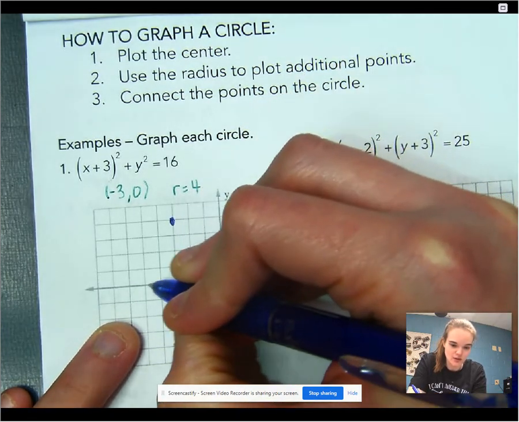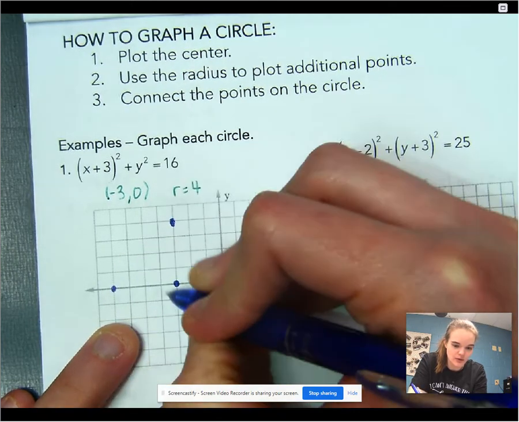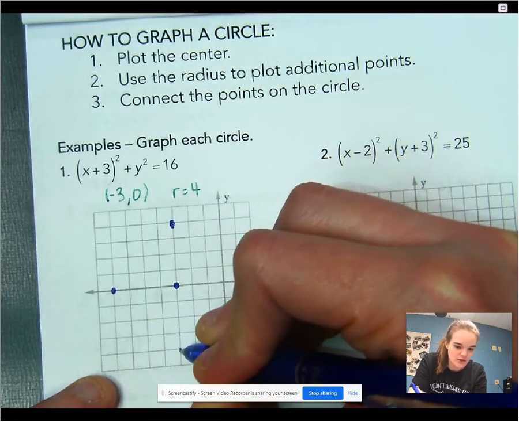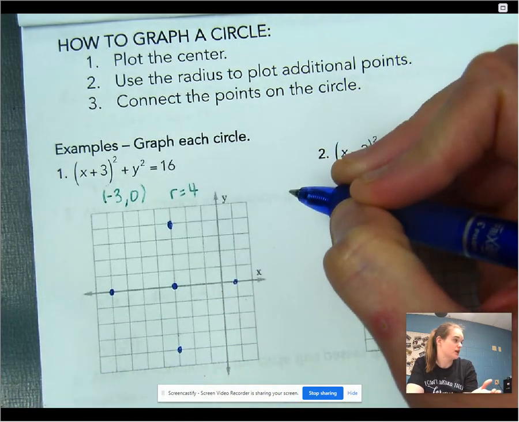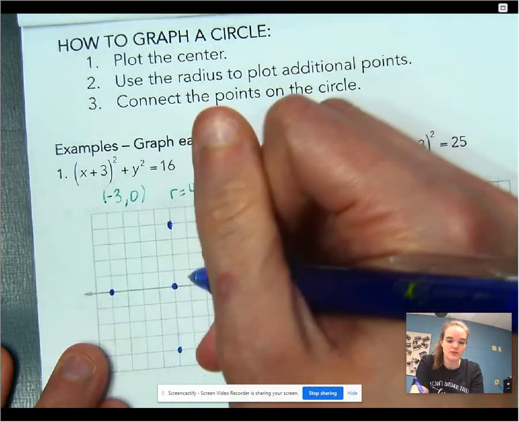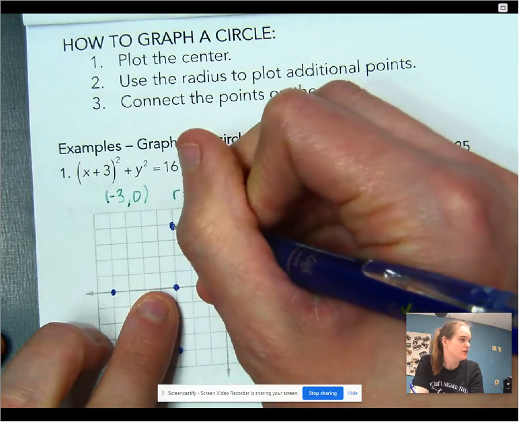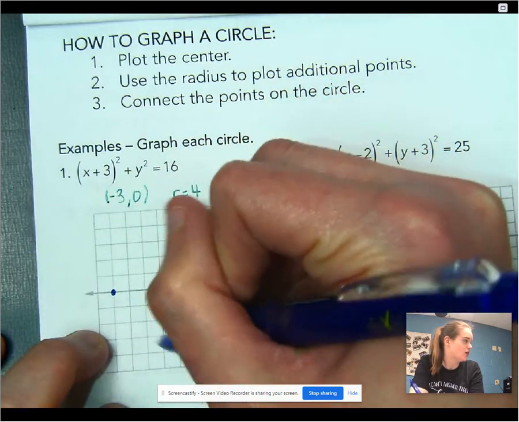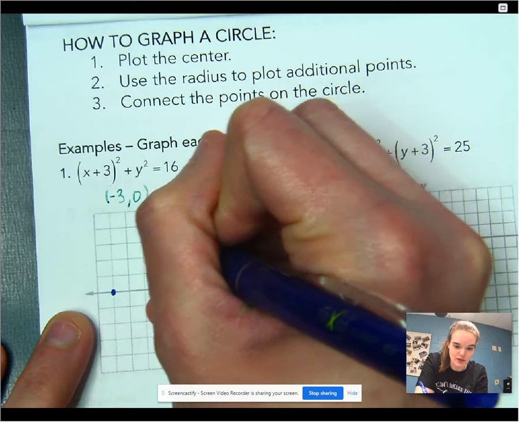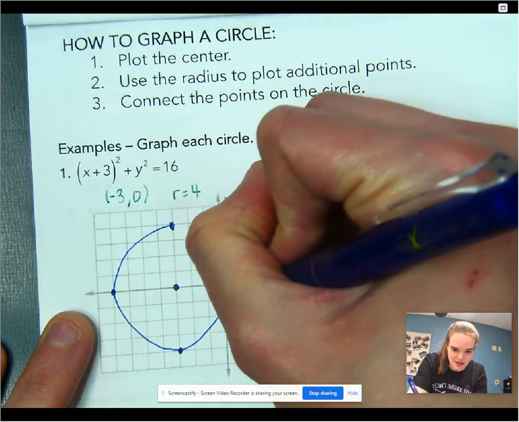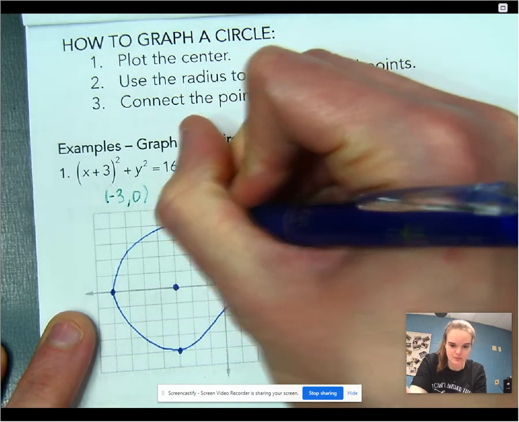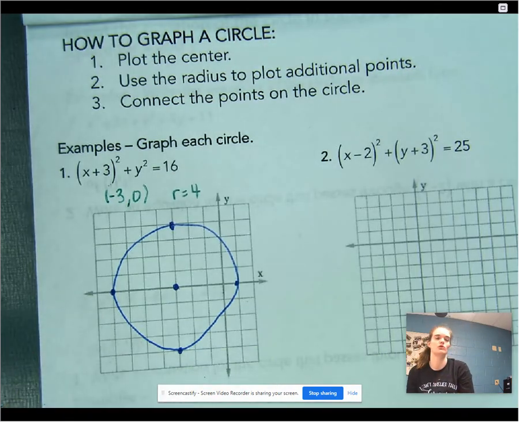We're going to go left 4. We're going to go down 4. We're going to go right 4. Now, if we were using a compass at this point, and we could, we would put the metal part here, the pencil part here, and draw all the way around. Now, we're just going to do the best we can with our freehand, but to make it perfect, we would have needed a compass, and I'm not going to pull one out, but there's our circle.